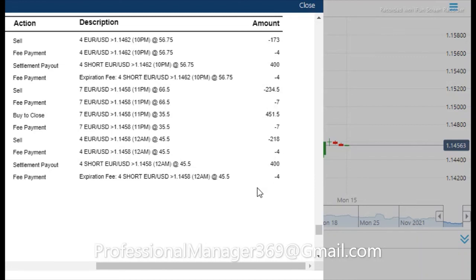Binary options involve high risk, but at the same time are a highly profitable instrument. With the right trading strategy we can make some good profits. Sometimes if a loss comes, first we have to recover the loss. After that we can make profits again.